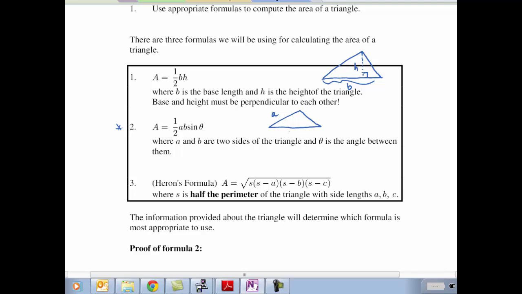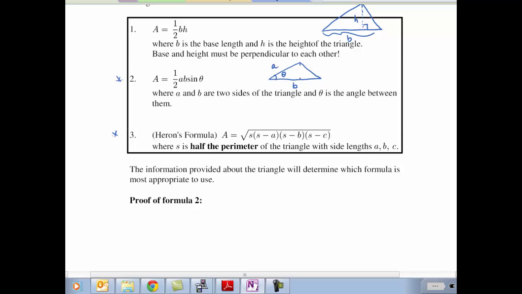So let's say we have A and we have B, and then theta is that angle right there between the 2. So we don't need to know the height. If we just know those 2 sides and the angle between them, we can use this formula. We'll go through the proof of that formula.